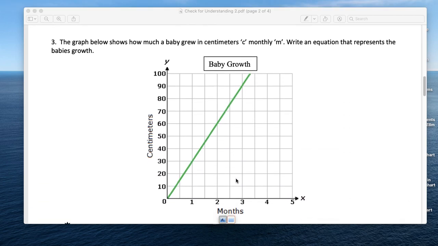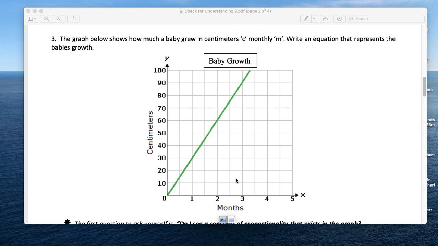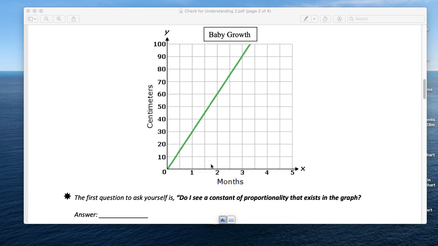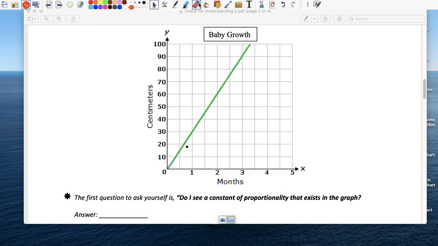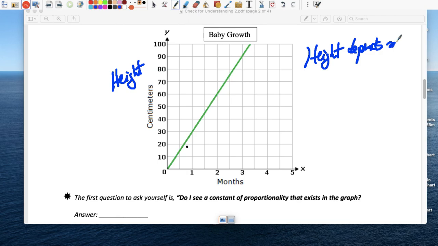Question 3, based on the graph, shows how much the baby grew in centimeters after a certain month. Okay, so again, the graph right away tells you who the y and the x are. So again, you can come up with a sentence right away. The baby grows, let me write his height. The height of the baby in centimeters depends on the months, right?